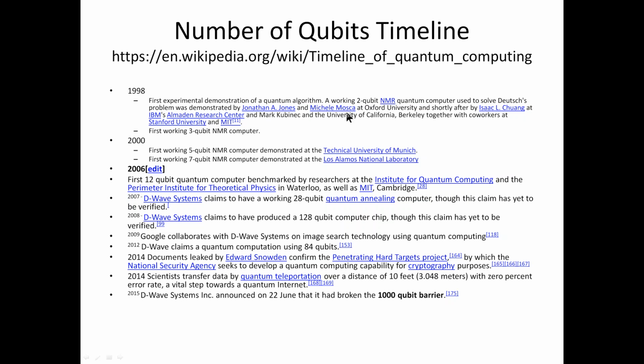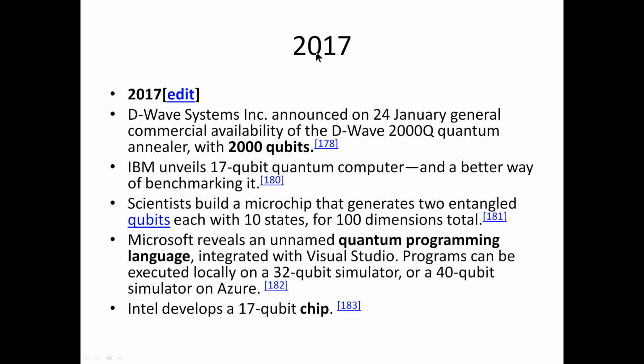And the first one with 2 qubits turned out to be a really big deal, because long before this they had talked about it, but now they actually made a physical 2 qubit one. And then they go on, they do 5, 7, they got to 1,000 in 2015, and here's 2017. There's this company called D-Wave that is up to 2,000 qubits.